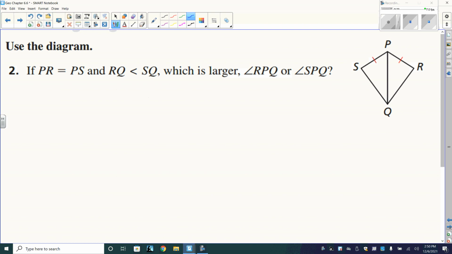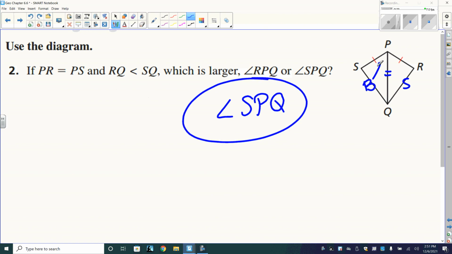So S would be bigger. PS and PR are congruent, and we do have this side in the middle that is congruent. Is it RQ or SQ? RQ is less than, so this is the smaller side, and angle STQ would be the bigger angle, because it's opposite the bigger side. Questions on this here?